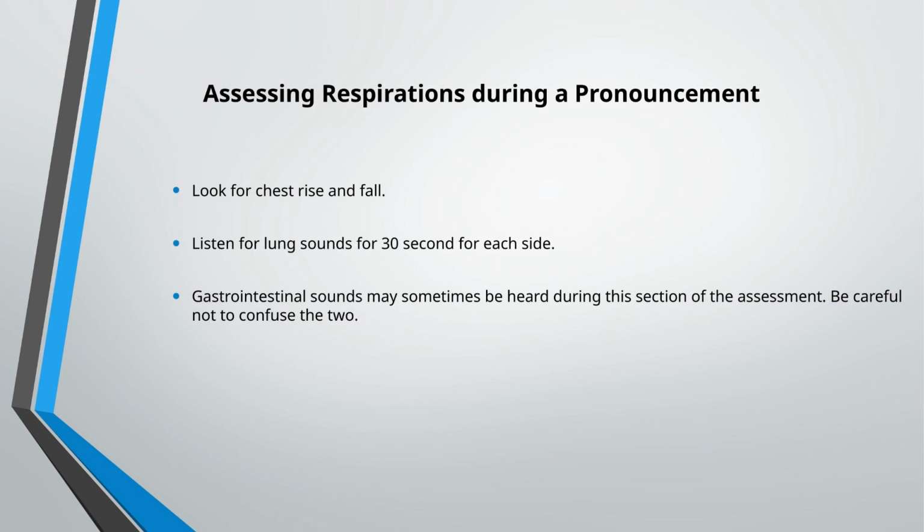During a death pronouncement, it's best to observe chest movement first. Then auscultate the lungs for a full 30 seconds per side. This extended period helps you avoid confusing gastrointestinal activity for breathing. Bowel sounds can be misleading, especially in a quiet room. If no breath sounds are heard and there is no chest movement, you may confirm that respiration has ceased.